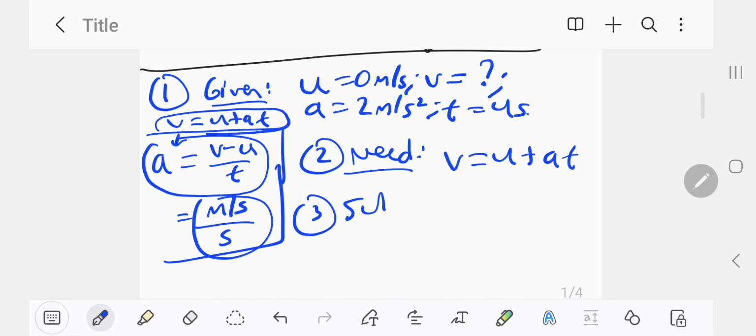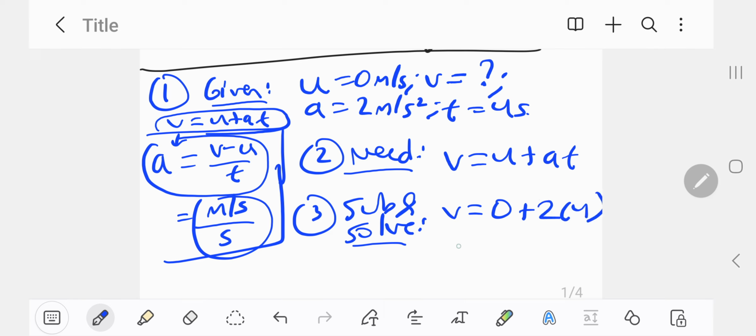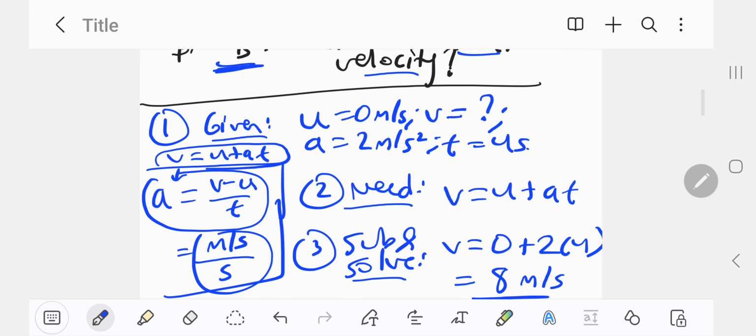Step 3 is to sub and solve. Let's do it. V equals U is 0, plus A is 2, acceleration, T is 4 seconds. If you can't do it in your head, use a calculator, 2 times 4. So 0 plus 2 times 4, that's 8 meters per second, because it's velocity. So that's how you use one of the SUVAT equations to find final velocity.